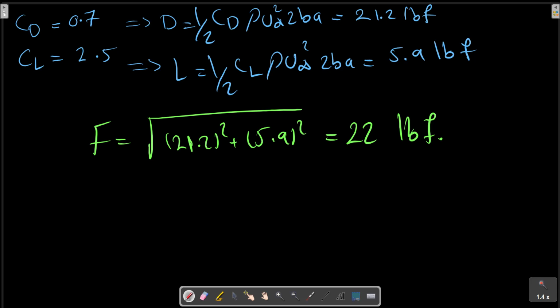The main purpose of this example is using the appropriate diagram for reading the drag and lift coefficients.